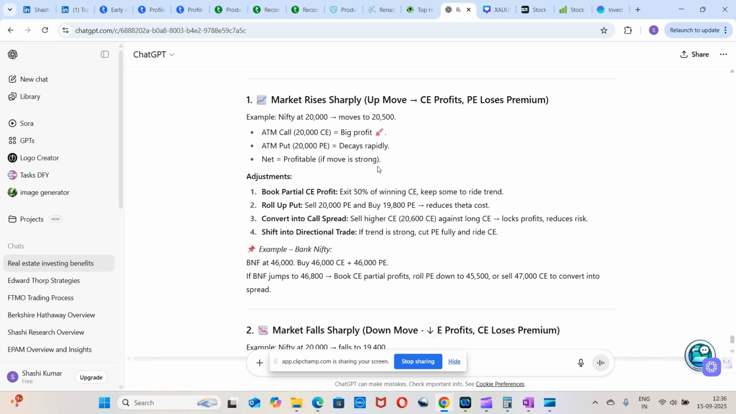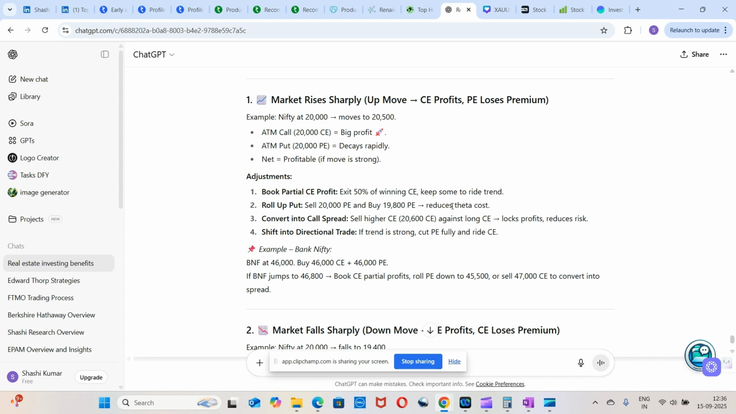But if you want to do different adjustments, then you take partial profit and exit 50% of the winning CE. If you feel the market will go further up and you want to ride, you could keep that CE still alive. Or if you take like 10 lots, you cut down 8 lots and keep 2 lots to ride the trend. That's what you could do. Roll up the put. The put will decay rapidly because the market has moved up.